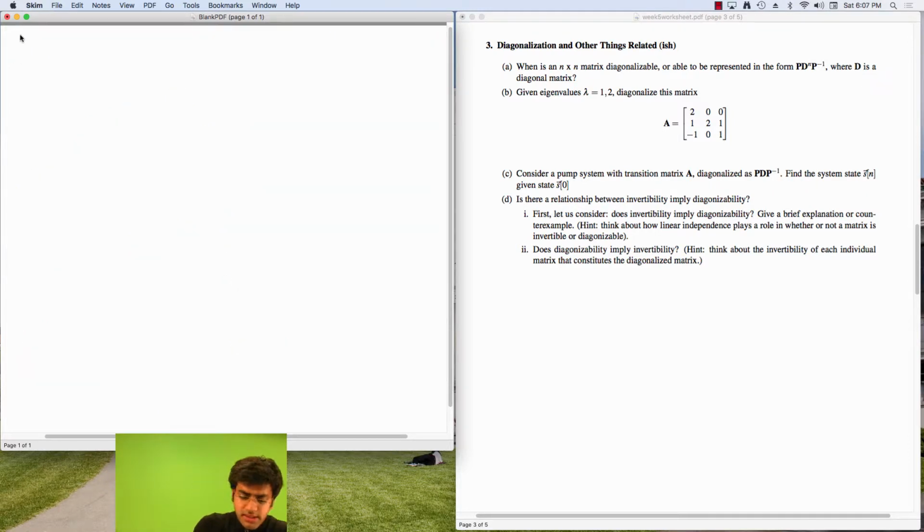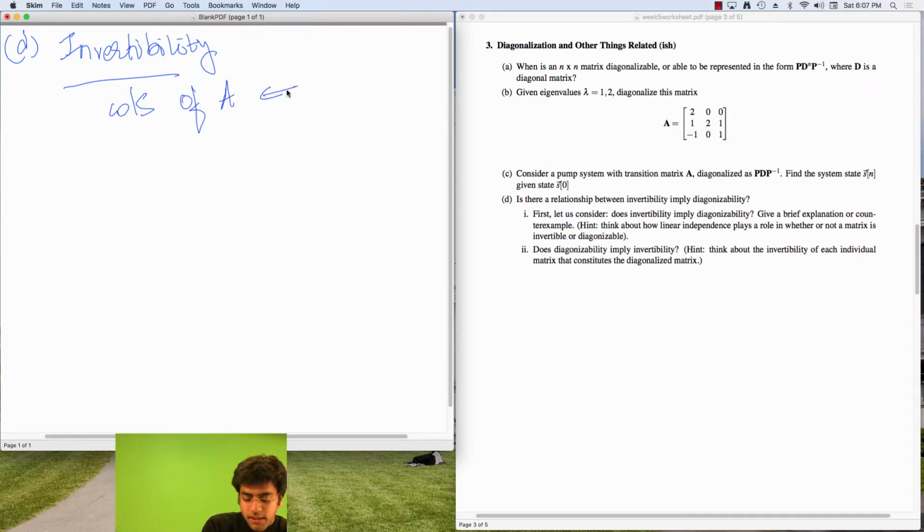All right, so now let's get started with part D, which asks us, on a fundamental level, is there a connection between invertibility and diagonalizability? And often intuitively one thinks, yes, if you're invertible, then there is some linear independence to your columns, and then you must be diagonalizable. But we'll see through this problem that really, for invertibility, what we have is that the columns of A need to be linearly independent.